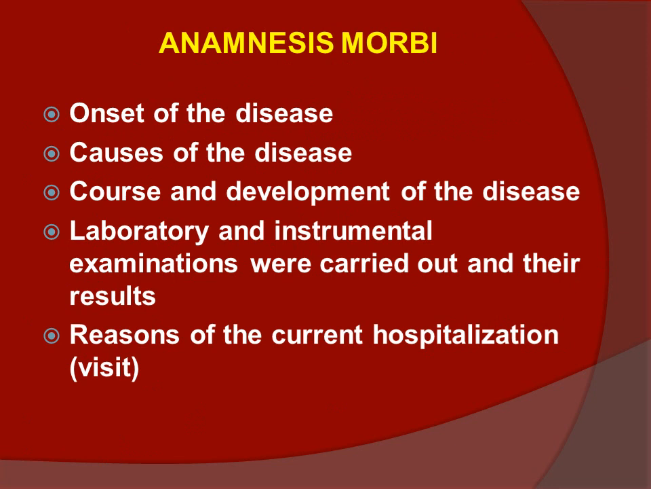Then, when collecting the anamnesis, or history of the present illness, anamnesis morbis, it is necessary to find out the information about the onset of disease, causes, course and development of disease. Laboratory and instrumental examinations that were carried out and their results, the previous treatment and drugs and the dosage, and the reasons for the current hospitalization.